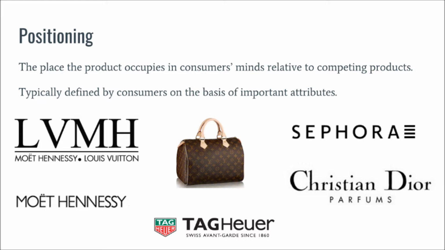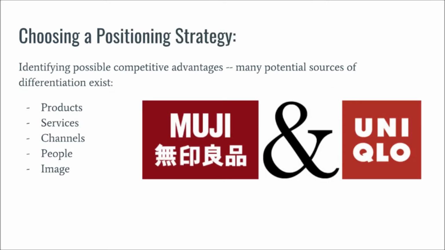Positioning is basically the place that your product occupies in consumers' minds. For example, LVMH owns these brands, Sephora, Louis Vuitton, Christian Dior, etc. I always mess up the watch's name, Tag, whatever it is. In identifying your positioning strategy, you have to think about your possible competitive advantages. For example, if you're Muji or Uniqlo, which synergies do you have? The products and the services, the channels, people and image that occupy your consumer's mind.